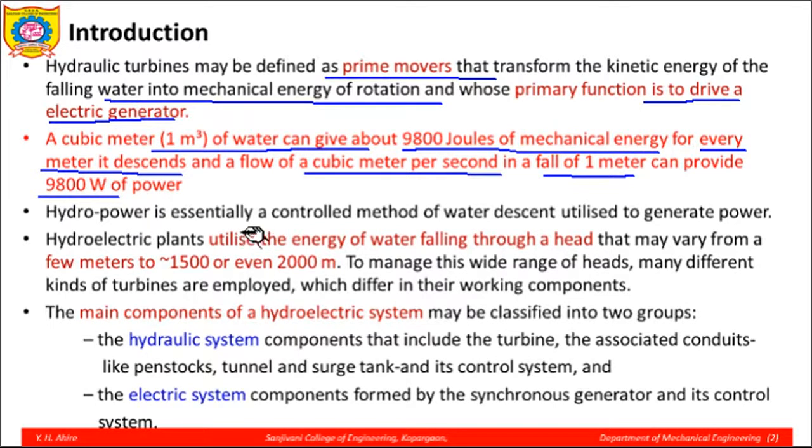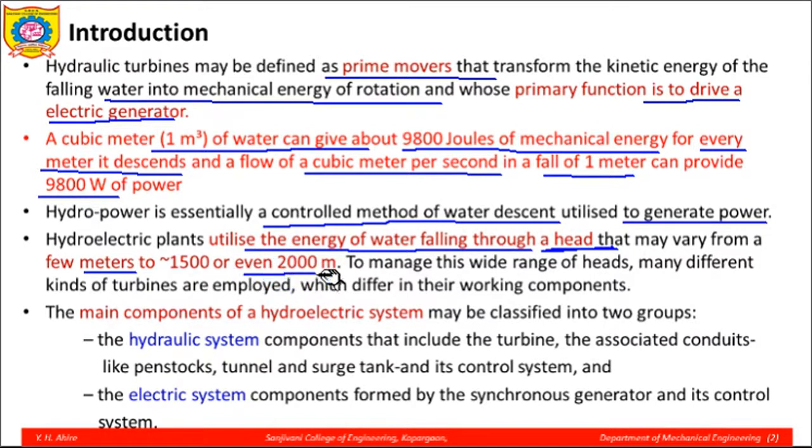Hydropower is essentially a controlled method of water descent. Descent means the flow in downward direction. It is a controlled method of water descent, and it is utilized to generate power in hydroelectric plants. So these plants, hydroelectric plants, utilize the energy of water falling through a head. Falling through a head means a vertical distance that may vary from a few meters to a few hundred meters or even 2000 meter.